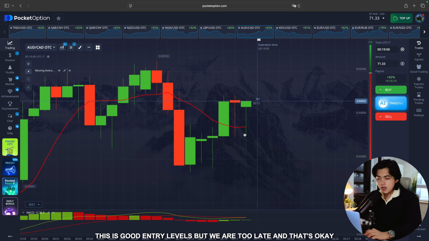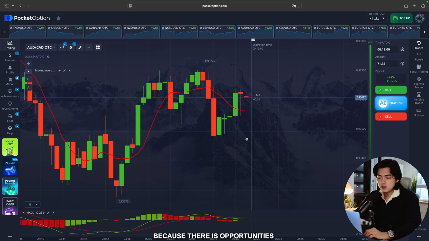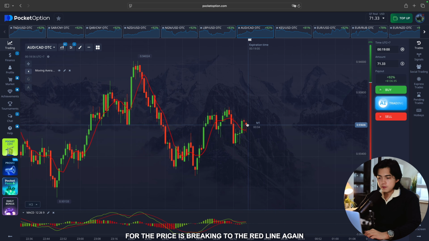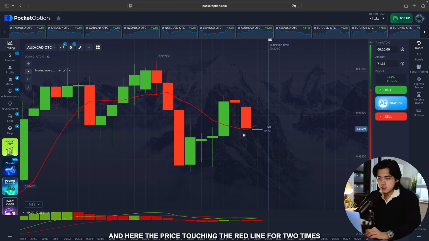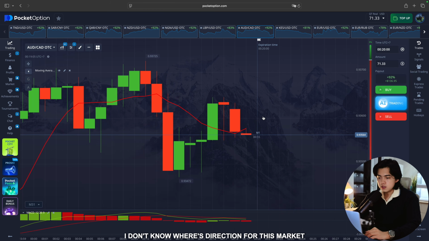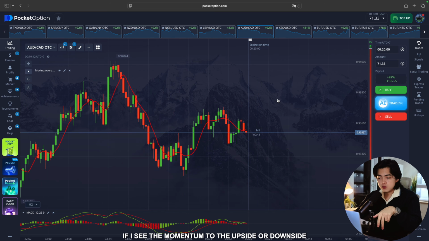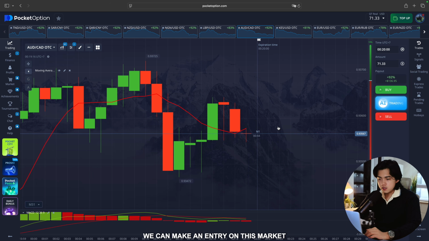This is good entry levels, but we are too late, and that's okay. We still can wait for the next candle because there is opportunity for the price to break the red line again. And here the price touched the red line 2 times, and here I don't know the direction for this market. I need to wait for the momentum. If I see the momentum to the upside or downside, we can make an entry on this market.